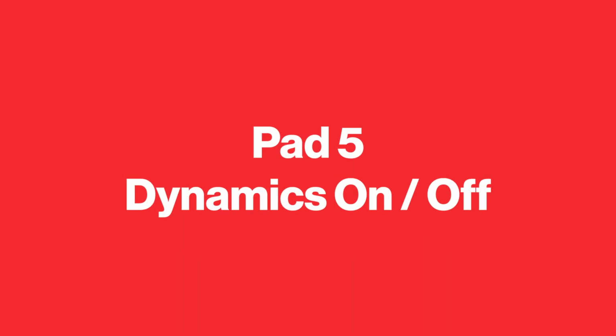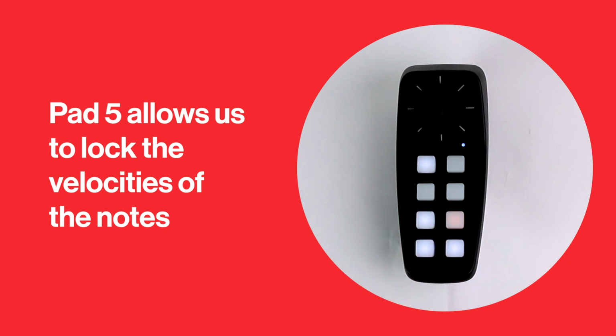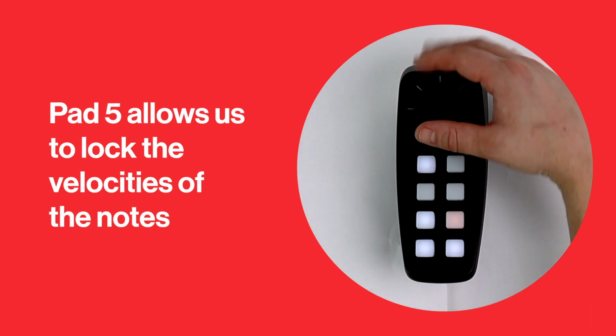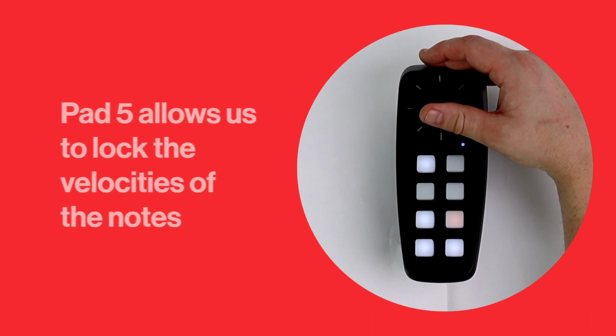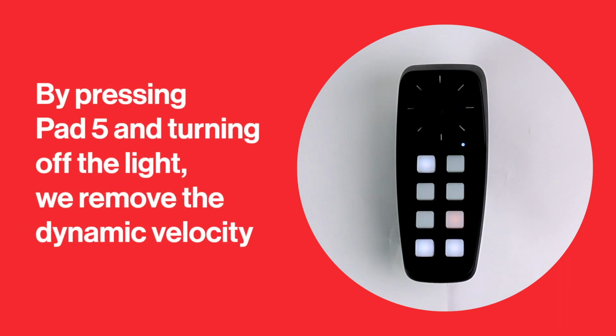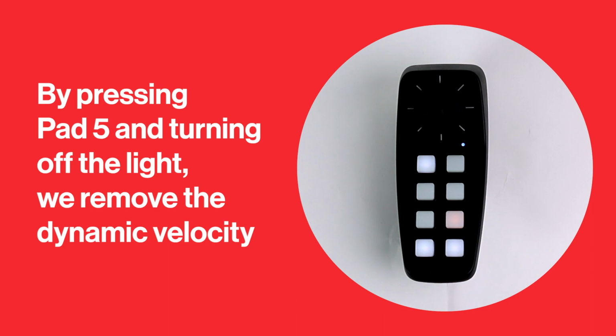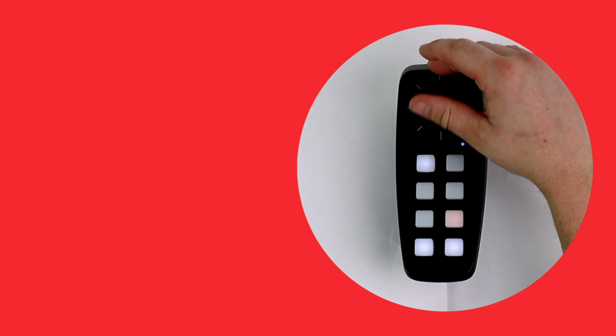Pad 5. Dynamics on or off. Pad number 5 allows us to lock the velocities of the notes. The faster or slower that I move the joystick, the louder or quieter the note will play. By pressing Pad 5 and turning off the light, we remove that dynamic velocity, and all notes are played at a fixed volume.